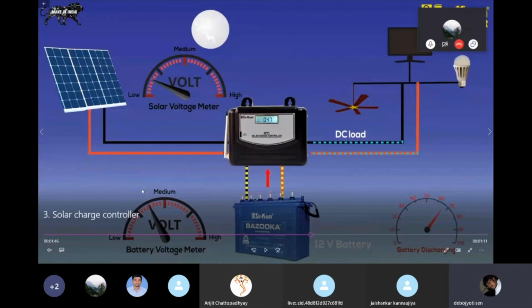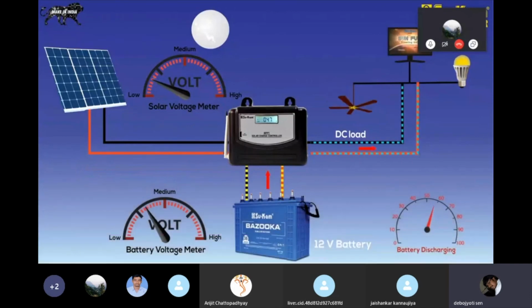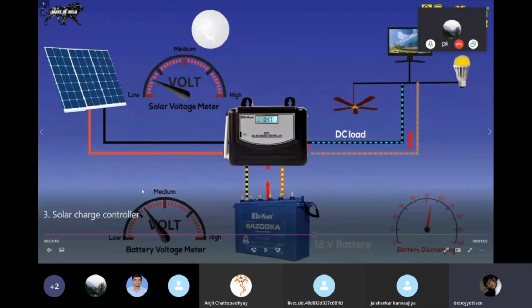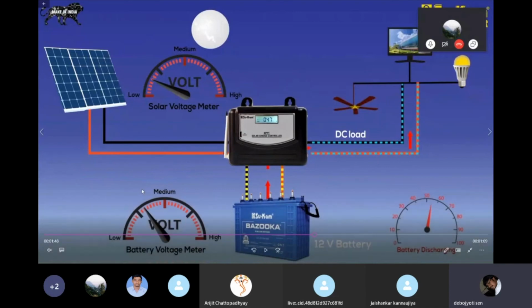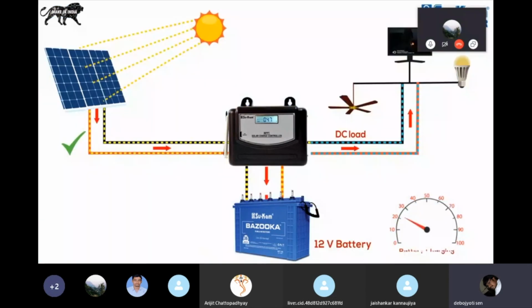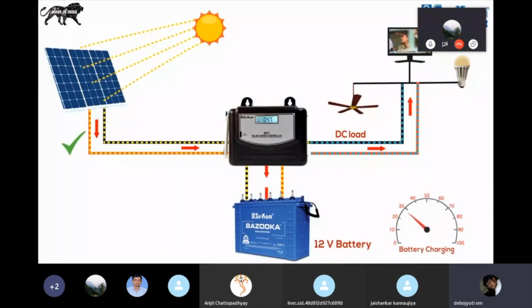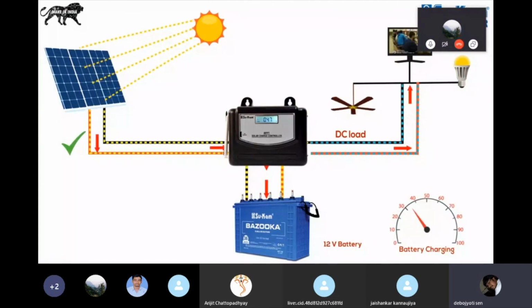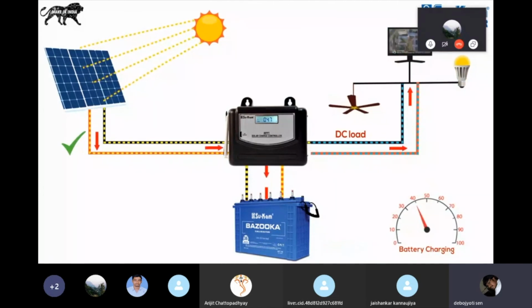This is where the charge controller comes into play. The charge controller ensures that the battery is not giving load to the panel, and it gives its voltage and current to the available DC load. So even if the battery is discharging, it is discharging for a good purpose. And again, when sunlight comes, the battery gets charged.